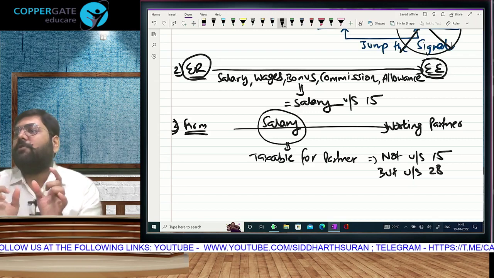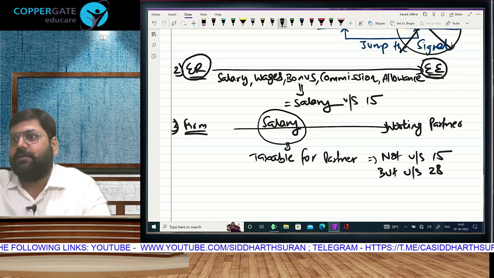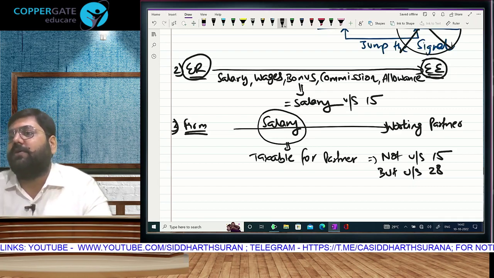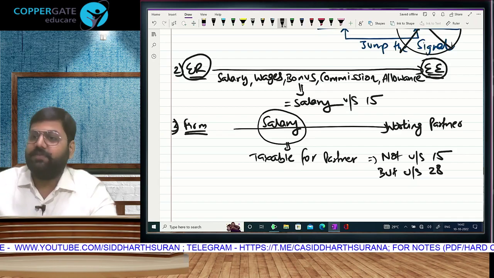And if the payer and payee are not employer-employee, then even if you call it salary, it will not be taxable under salary. The name of the income is irrelevant. The relation between payer and payee will decide income from salary. This is the final conclusion with the 3 points.